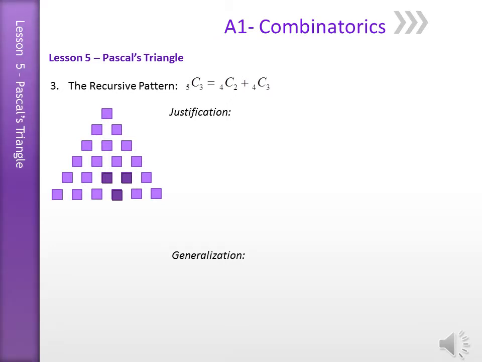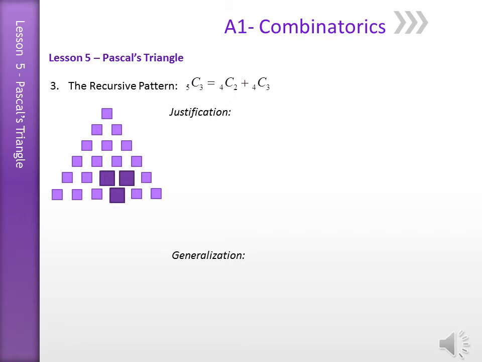The third observation is just showing how the numbers are generated, as we did in the first slide, but now by using combinations. Recursive is just a fancy word to describe how we use a previously calculated value to find the next value, and we do this over and over again. Remember that each number can be figured out by adding the two numbers above. So, for example, 5 choose 3 can be determined by adding 4 choose 2 plus 4 choose 3.